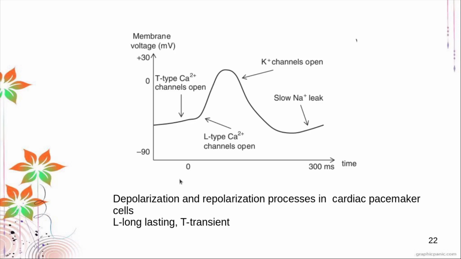So the depolarization and repolarization processes in a cardiac pacemaker cell. So you have T for transient channels opening and L for long lasting. When we say transient opening, these are what I talked about as leaky channels. So it's transient. It spontaneously opens for a very, very short period of time. It allows one or two ions to pass through and then shuts down.